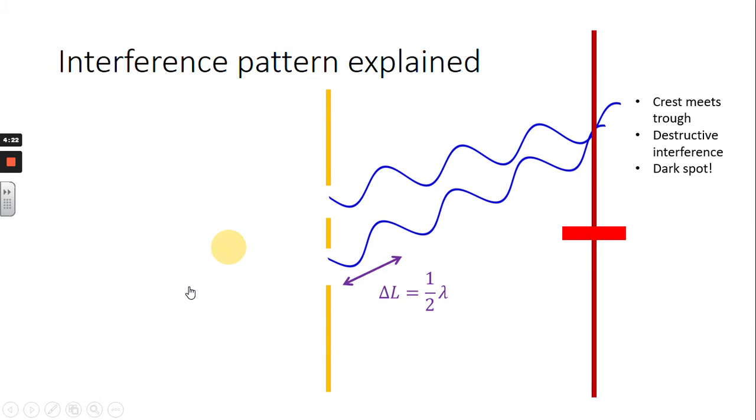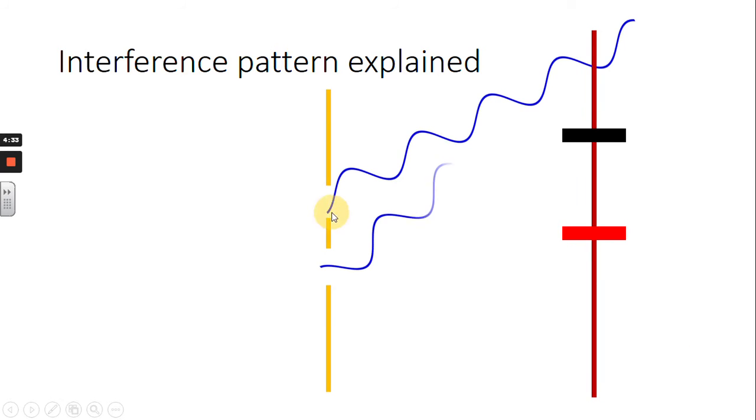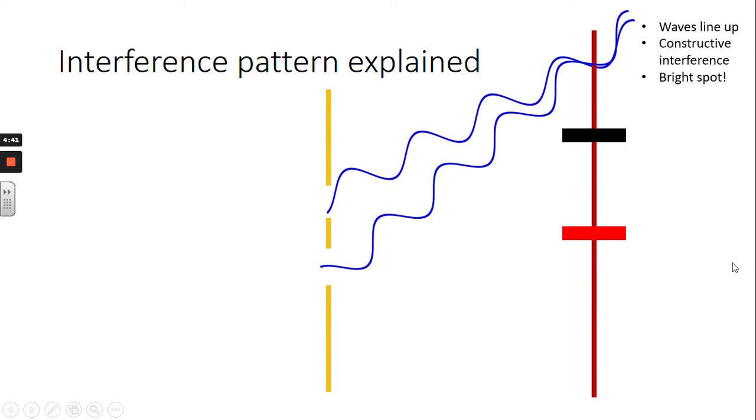So we're going to see dark spots at the point where the crest meets the trough. I'm going to represent that with the black bar here. Let's look at a different point on the screen. This wave comes through, this wave comes through. We see that at the location where the screen is, the two troughs line up. We get constructive interference. We get ourselves a bright spot.